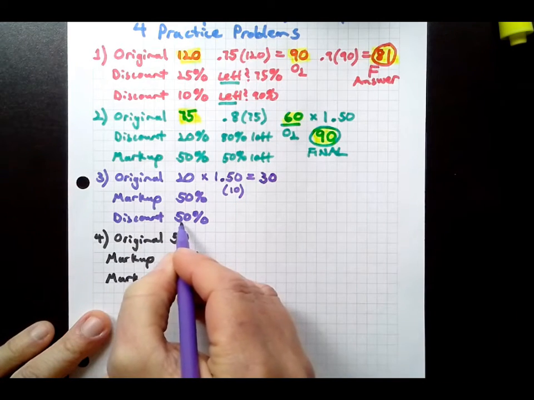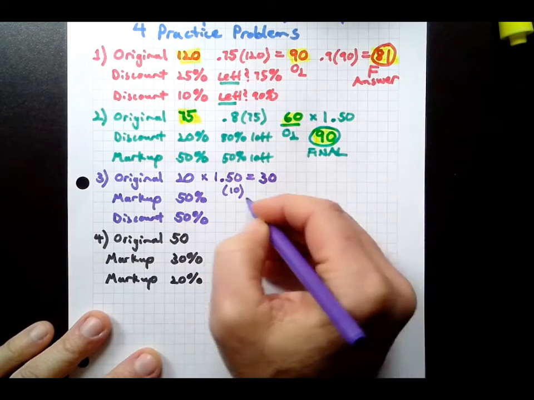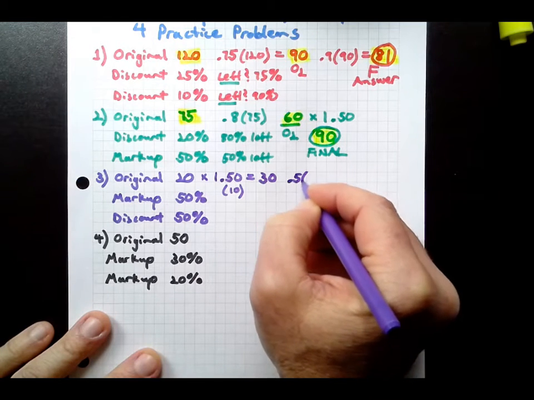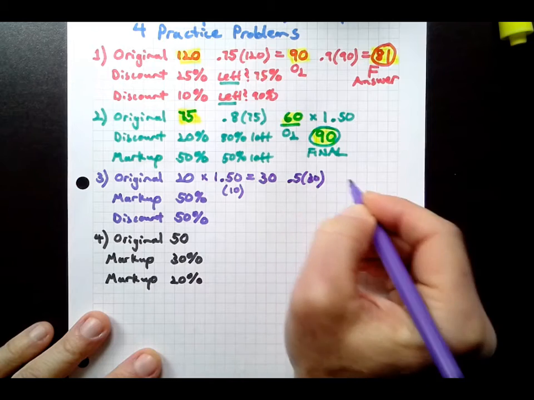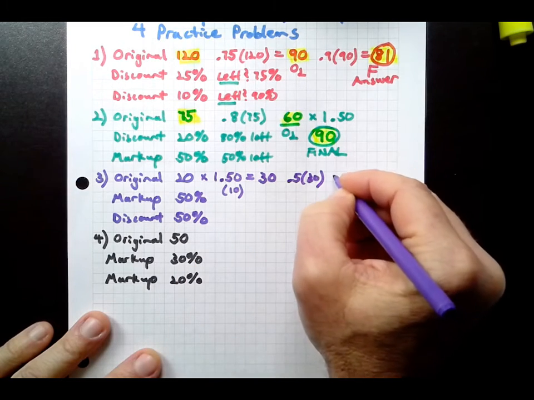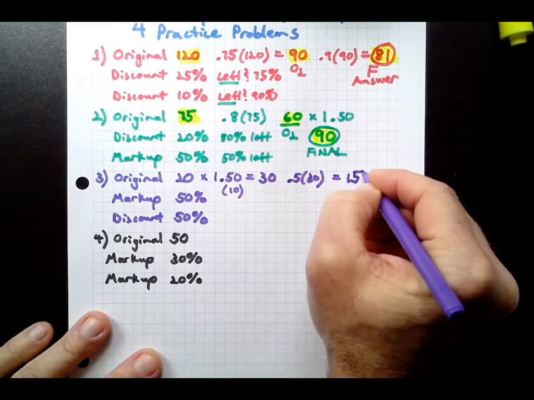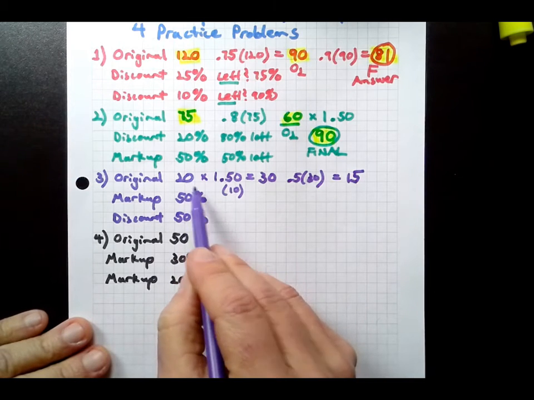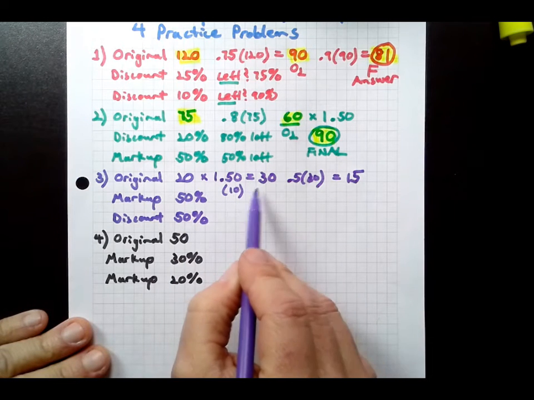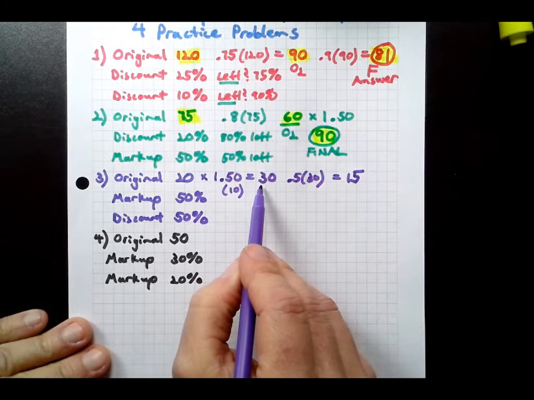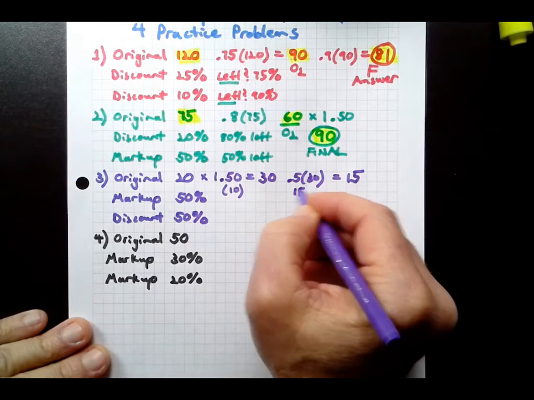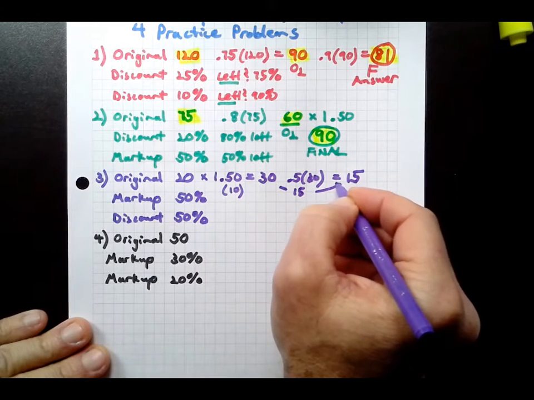Then I'm going to discount, which means I'll take 50% of 30, and that takes me down to 15. So when I mark up the 20, half of 20 is 10, and I get up to 30. But when I mark down the 30 by half, that's 15. And so I subtract that and end up at 15.